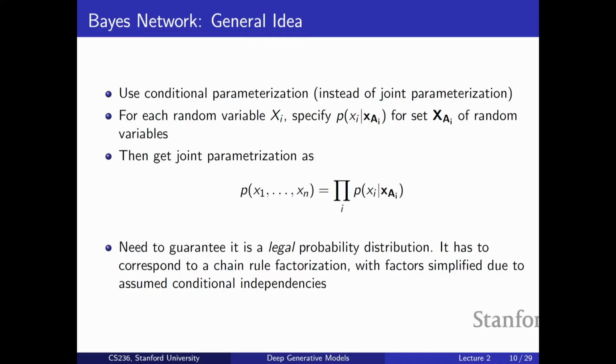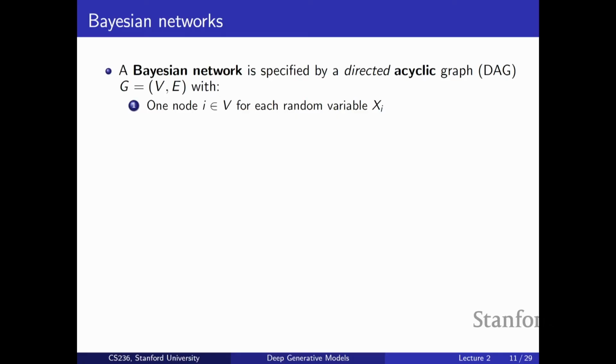So essentially, you can specify any conditional distribution you want on the right-hand side. Once you multiply them together, you're going to get a valid probability distribution on the left-hand side. That's the key intuition behind a Bayesian network. More formally, a Bayesian network is a data structure that you can use to specify a probability distribution.